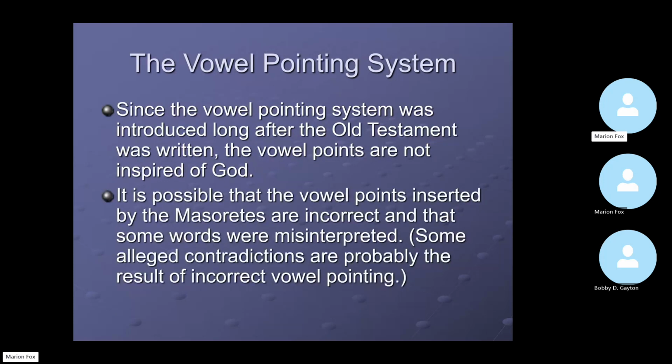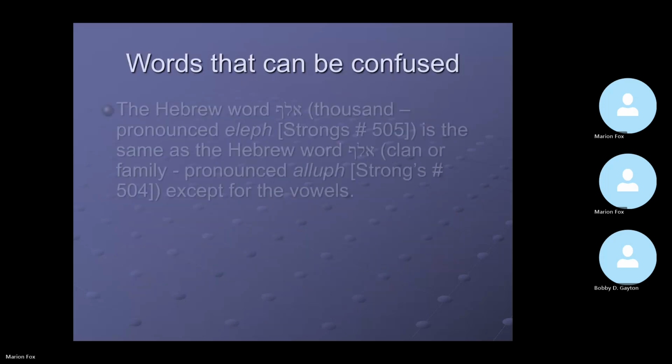It's possible that the vowel points that were inserted by the Masoretes are incorrect, that some of them are. Probably most of them are correct, but there's some words that could be misinterpreted, and some alleged contradictions in the Bible may be a result of incorrect vowel pointing. We're going to show one here just in a minute.